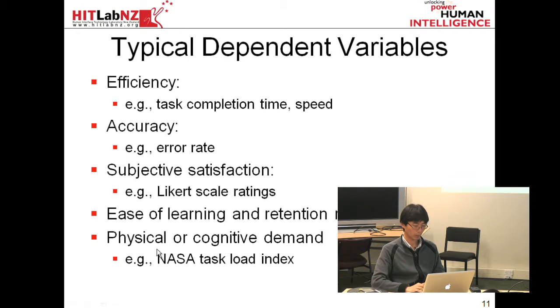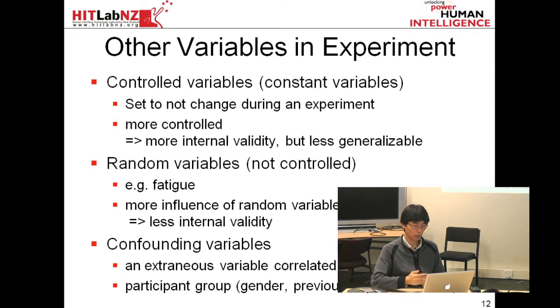Or it could also be about physical or cognitive demand or load, and how tiring it is to use, or how much fatigue or how much stress it gives while you're using it. And I think when we were talking about questionnaires, we briefly talked about NASA TLX, which is a questionnaire specifically designed to measure this kind of stressfulness of using your interface. So those are typical examples of dependent variables.